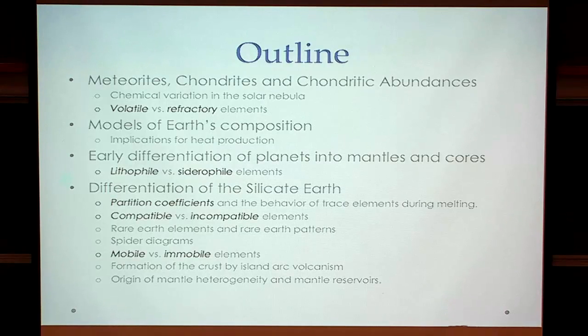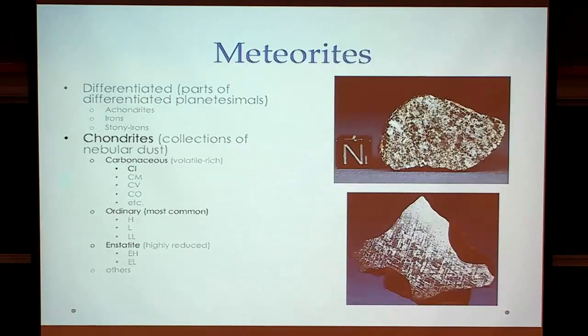And we'll show that the crust of the Earth is probably formed predominantly, perhaps not exclusively, by island arc volcanism. And we'll talk about the origin of mantle heterogeneity, chemical heterogeneity in the mantle that we can distinguish based particularly on trace elements and isotopes. Okay, so meteorites to begin with. The important thing about meteorites is the story of the early solar system formation of the planets.